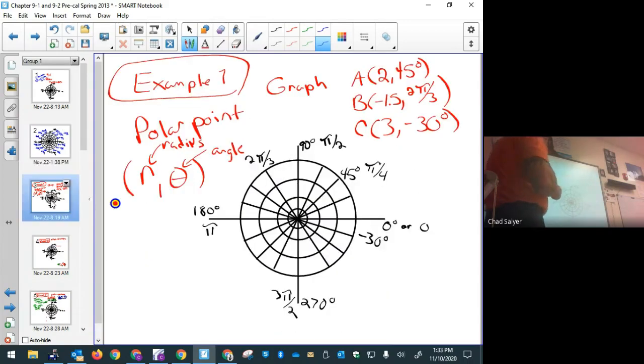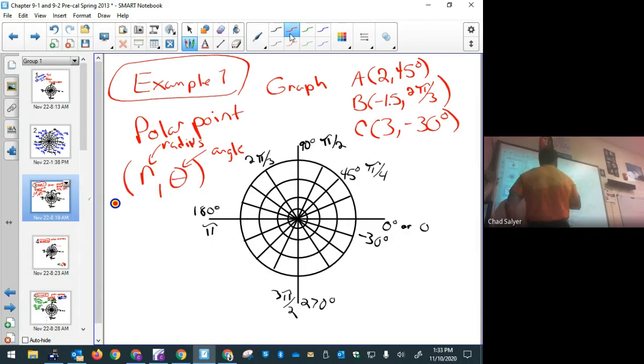So example 1, graphing polar points. You've got an r, which is your radius, and a theta, which is your angle. So polar points are written like this, with the radius first, then the angle. The angle might be in degrees, might be in radians. Either one is okay.